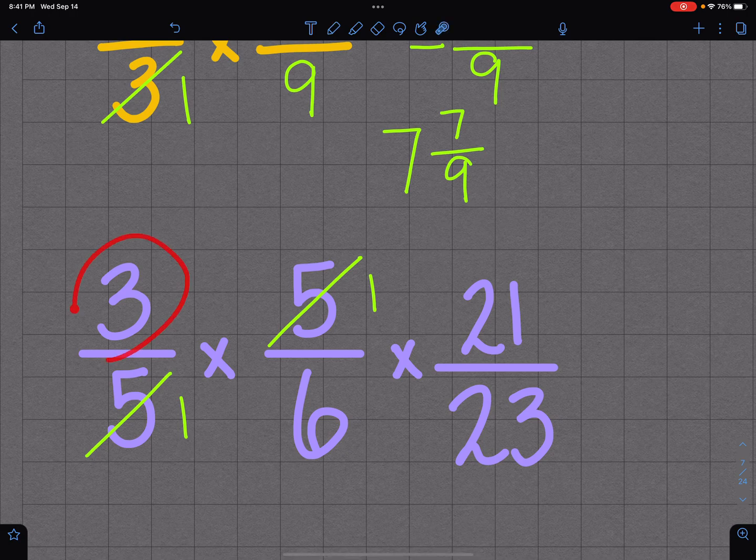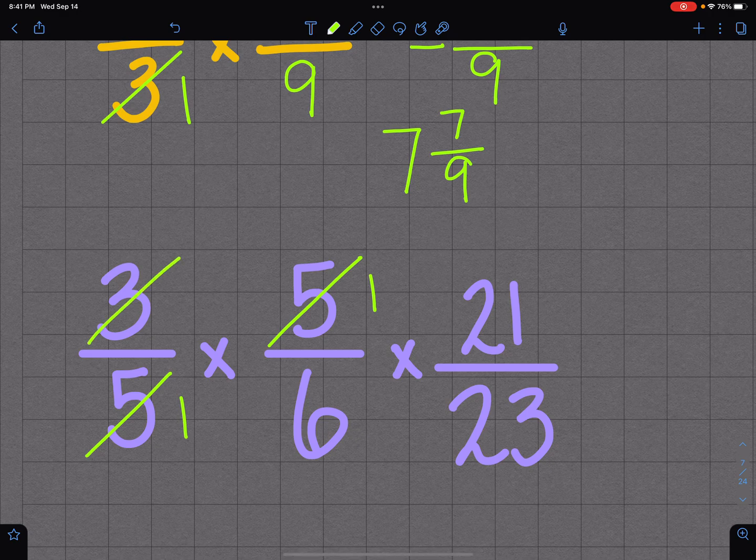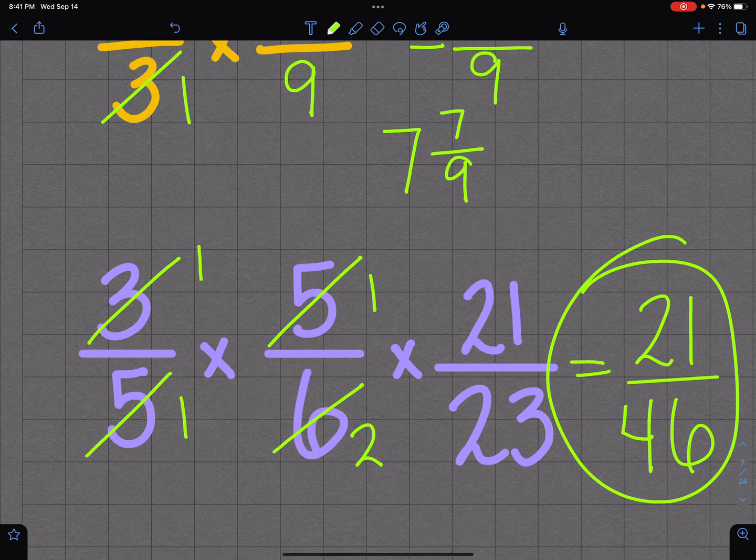Well, there's a 3 and there's a 6. 3 goes into 6 twice. 3 times 2 is 6, right? So if we change this to a 1, we can change this to a 2. Why do we do that? Because this is like 2 3s, right? Okay, so now this is super easy to multiply because we're doing 1 times 21, and we get 21 on top. What do we get on the bottom? 1 times 2 times 23, so we're just doubling 23, so it's 46. Yay, that was fun. See how fun that was?